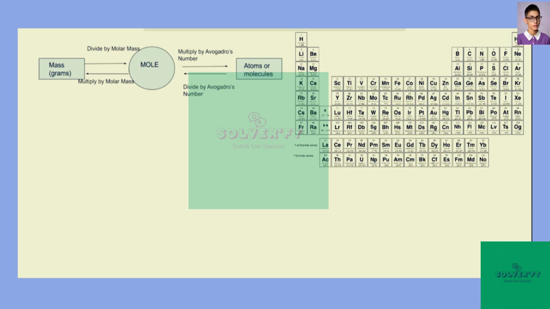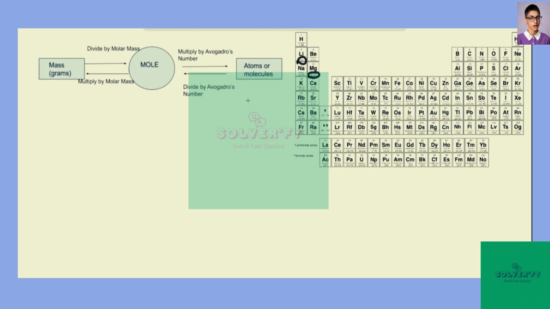Remember, the molar mass is found using the periodic table, and the molar mass, the atomic mass, is the number below each element. So to find the molar mass of anything, we simply add up the molar masses of those. So if you have mass and you want to go to moles, you divide by molar mass. If you have moles and you want to go to mass, you multiply by the molar mass.